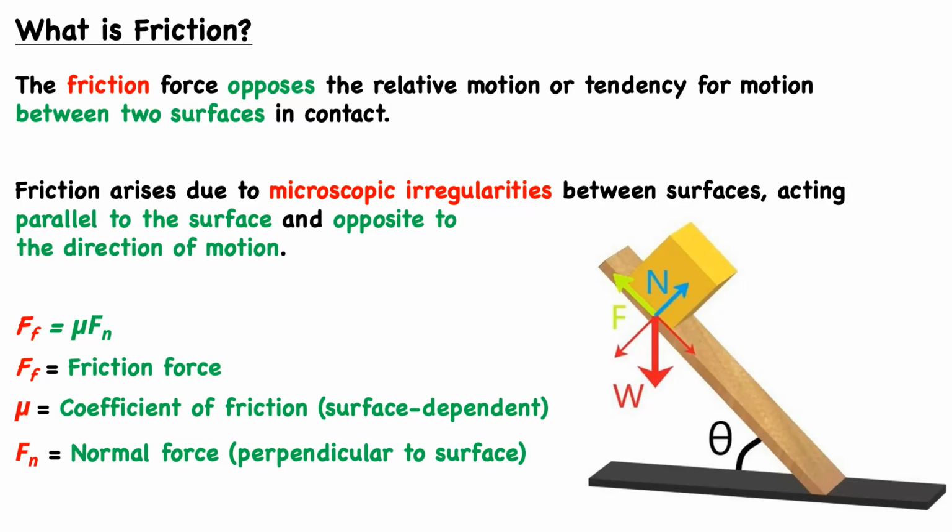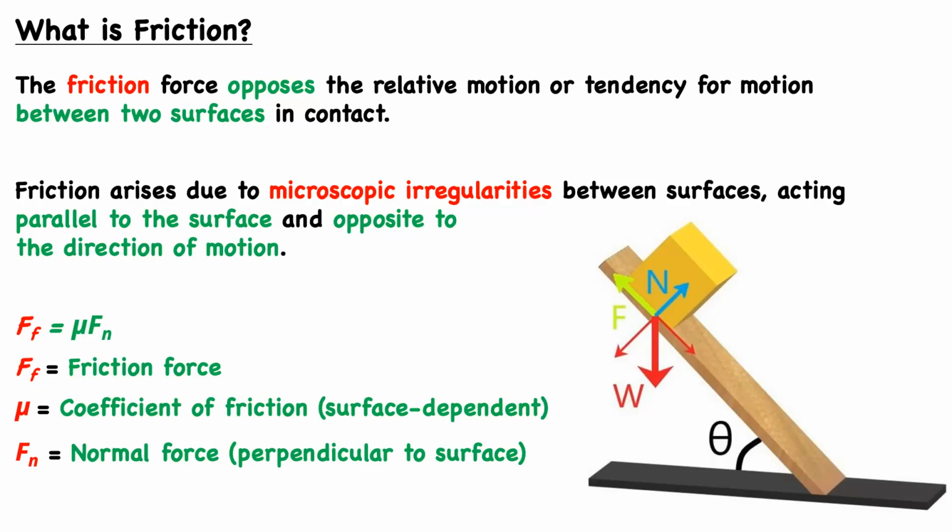So in this video, we're going to talk all about friction, and we'll start with a basic discussion of what friction is. So friction, or the friction force, is a force that opposes the relative motion or tendency for motion between two surfaces that are in contact. Now, friction is relevant to both solids and liquids, as we'll talk more about just shortly.